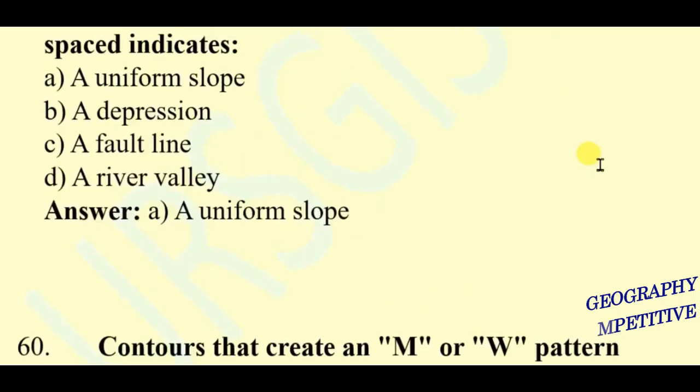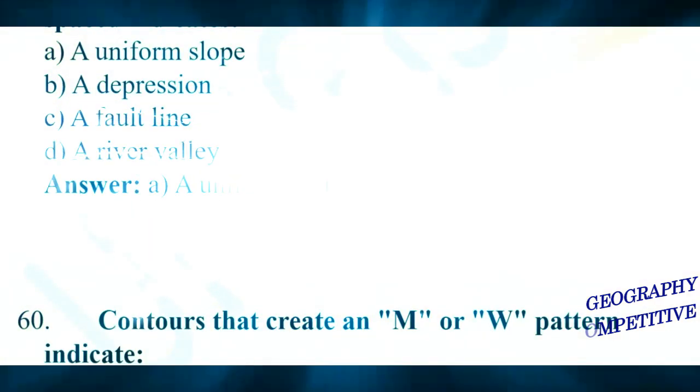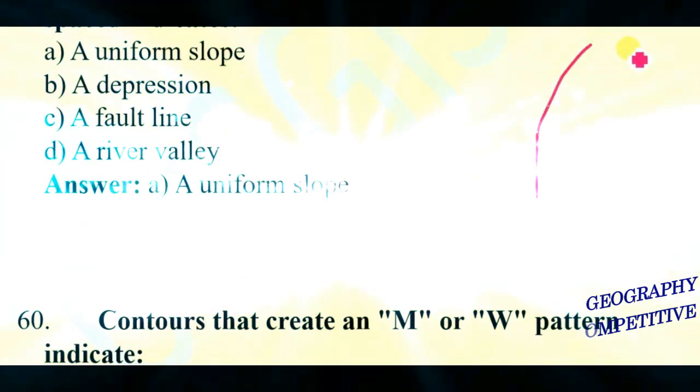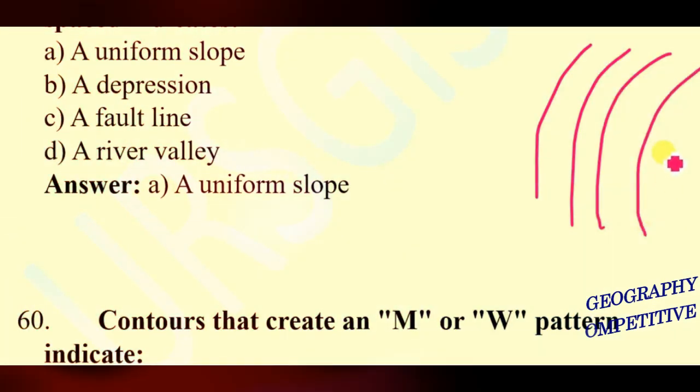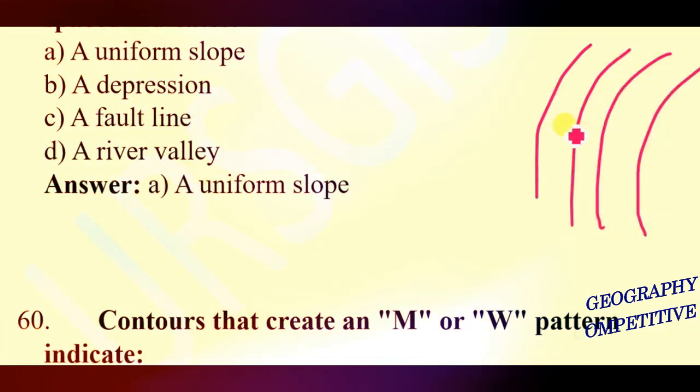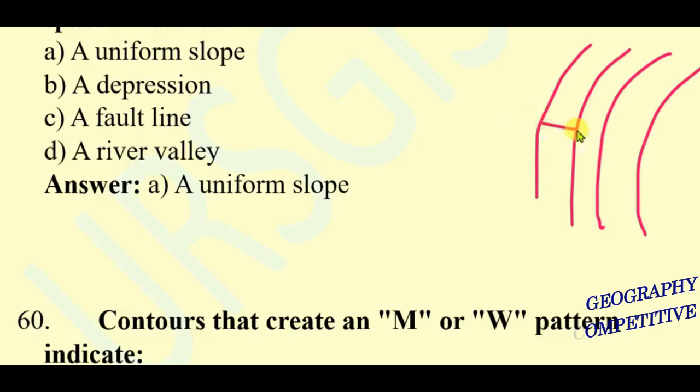Question 59. A series of parallel contour lines that are evenly spaced indicates uniform slope, a depression, a fault line, a river valley. Here the right answer will be uniform slope. Think that the contour lines are like this. Then you have to understand that the uniform slope means from this contour to this contour the gradient or slope is the same, and this contour and this contour is the same. Every contour interval has the same slope, so that's called uniform slope.